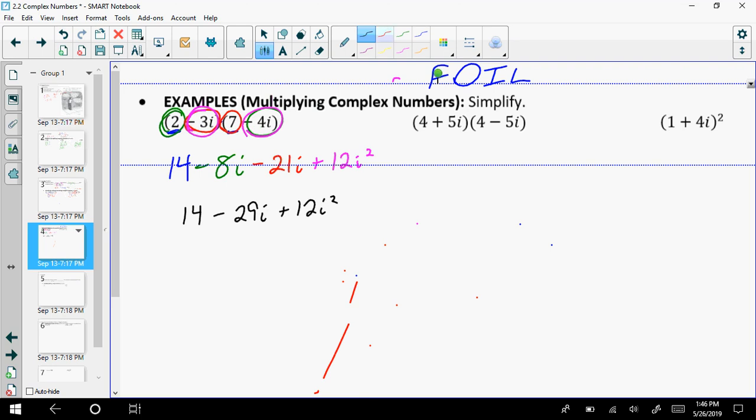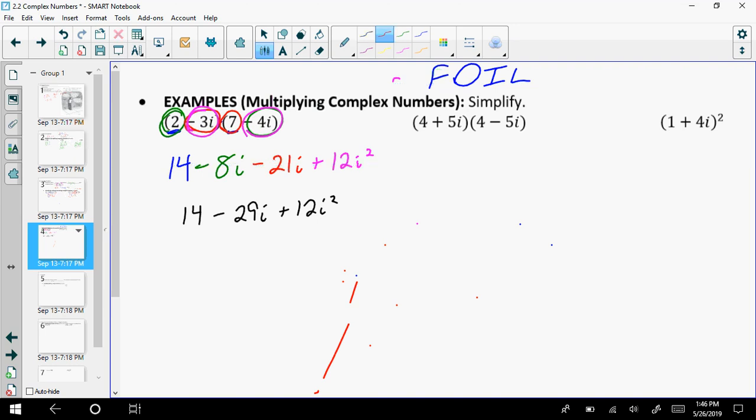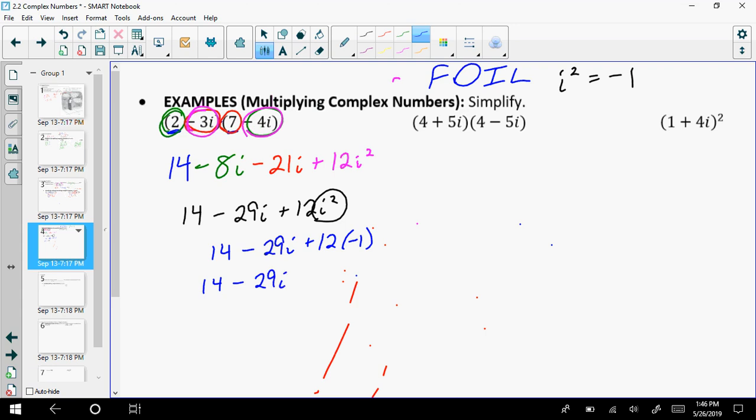Now there's one more thing that I would like you to do, and it goes off of what we talked about at the very beginning of the notes. If you have an i squared in the problem, i squared, we said, was equal to negative 1. So I am going to replace the i squared with a negative 1. So they multiply together. So 12 times negative 1, that would become minus 12. So notice, 12i squared became negative 12.